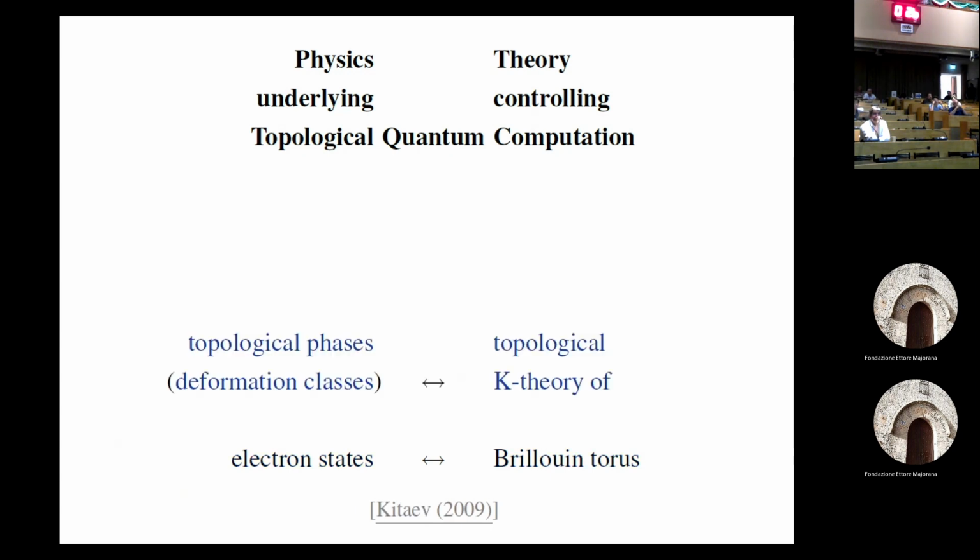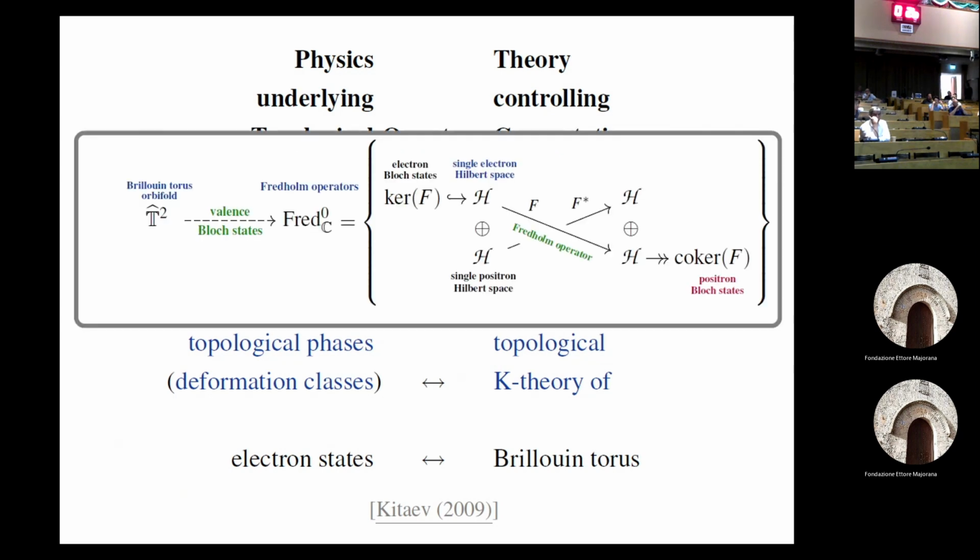And then this proposal, going back to Kitaev and developed more mathematically by other people, says that the topological K theory, some generalized cohomology of this torus, captures the topological phases, the deformation classes of topological phases of these valence electron states. Let me try to indicate very briefly the math, or the connection between the physics picture and the math that makes this arrow work.